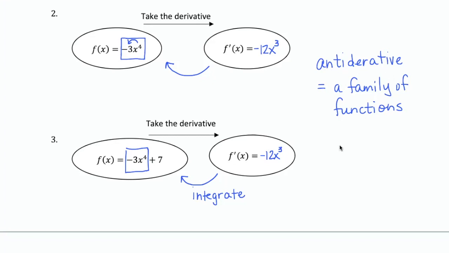And then to that, you're going to see that when we integrate, we'll put a little plus c on the end of it. And that's indicating that the antiderivative is really that family of functions. It's not just the function negative 3x to the fourth, but it's negative 3x to the fourth plus some constant.